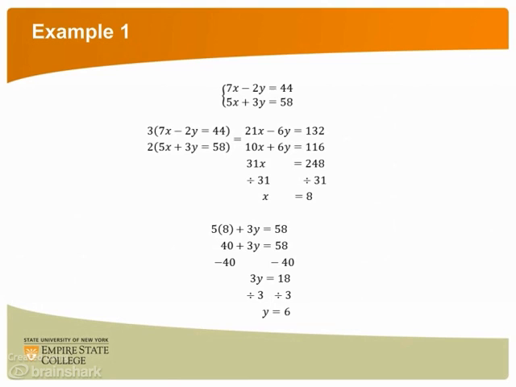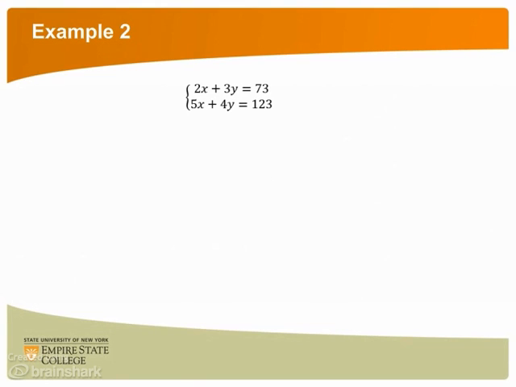But what happens if the signs are not different in our equations? Let's find out. This time, we have the system 2x plus 3y equals 73, and 5x plus 4y equals 123. We do not have a nice mix of plus and minus, so we can choose to eliminate either variable.